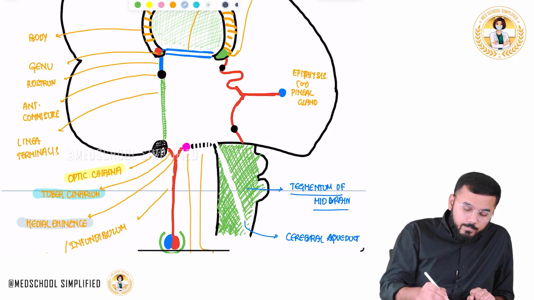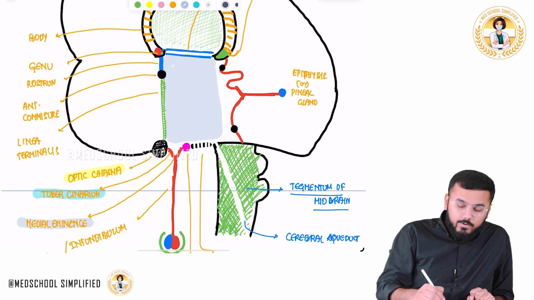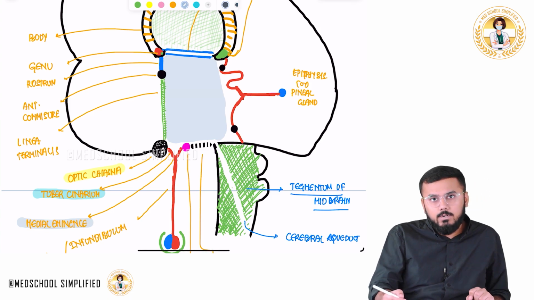Okay. Now, the second important thing: overall, if you look, do you find a cavity over here? Can you figure out a cavity over here? Right? So what is this cavity? Can I call this cavity the cavity of the diencephalon, or can I also call it the third ventricle? So this entire thing is called the third ventricle.